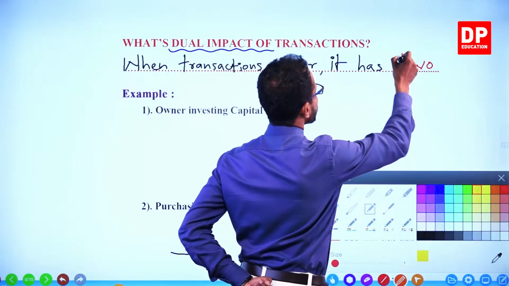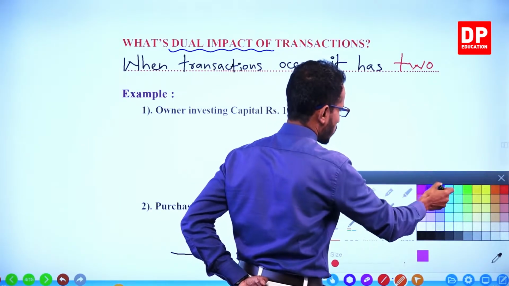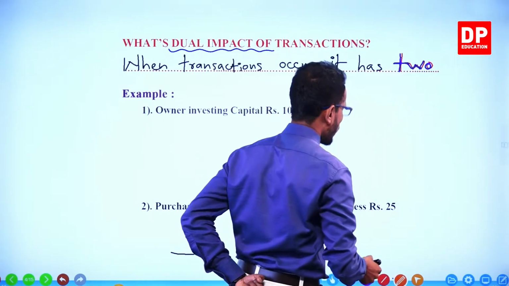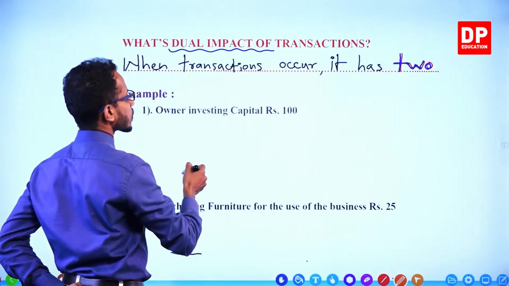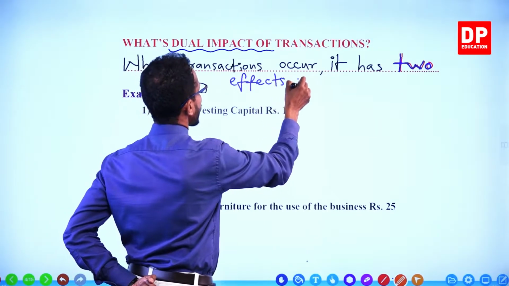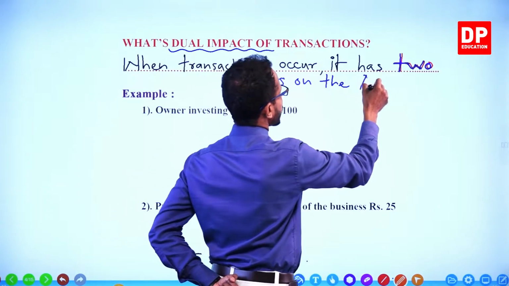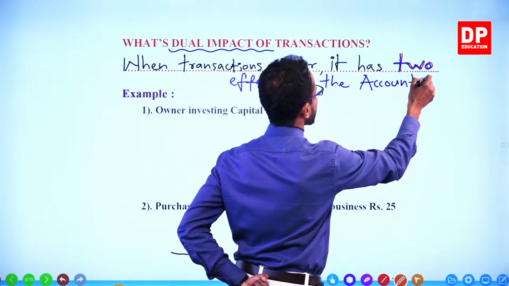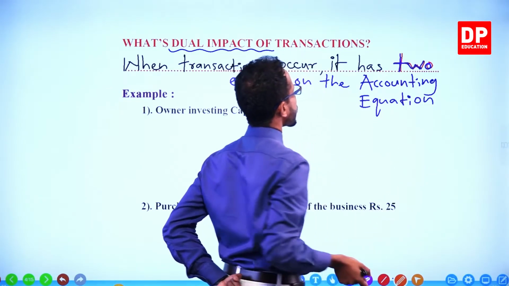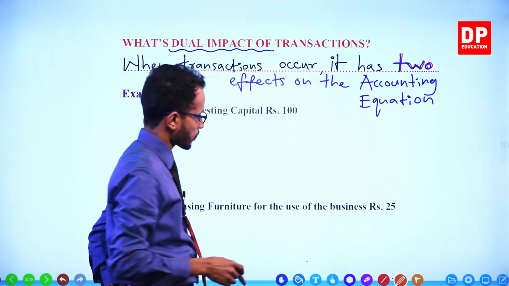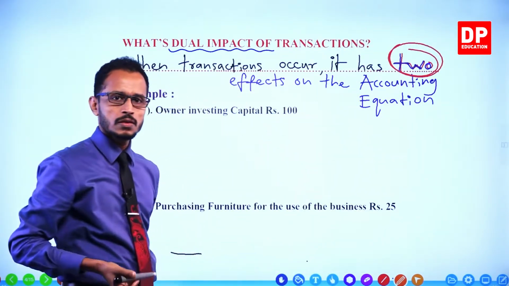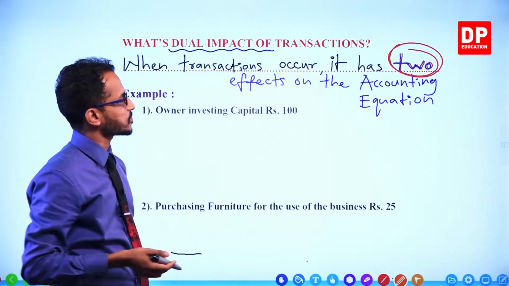So, has 2. Which color are we going to use? Blue. All right. Has 2 effects on the accounting equation. Right? How many effects? 2 effects. That is what we call the dual impact of transactions.